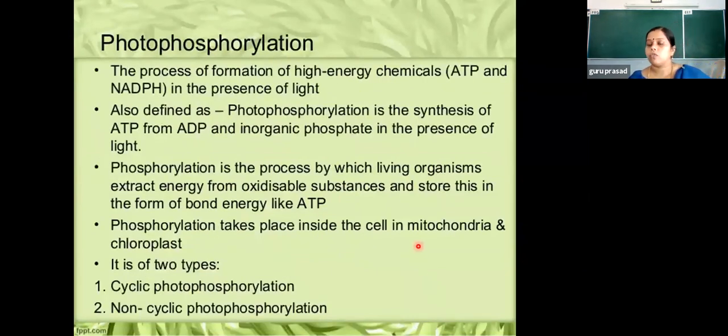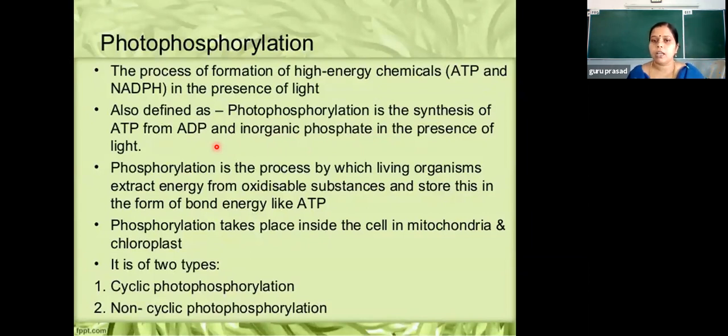So the process of formation of ATP molecules is called as what? Phosphorylation. Formation of high energy compounds, that is ATP and NADPH, is called phosphorylation. If this ATP synthesis takes place in the presence of light, then it is called as what? Photophosphorylation. Okay, so what is photophosphorylation? It is the synthesis of ATP from ADP and inorganic phosphate in the presence of light. In the presence of light, hence it is said to be what? Phosphorylation. And in the presence of light, it is called as what?